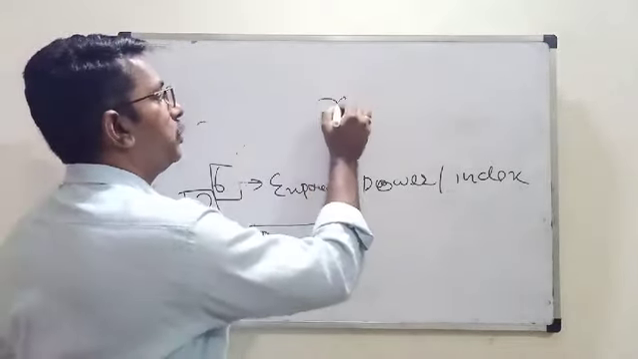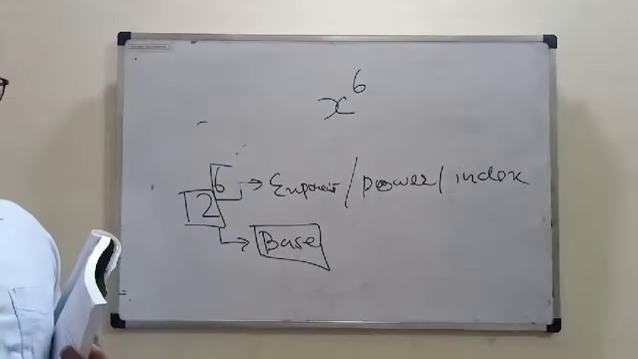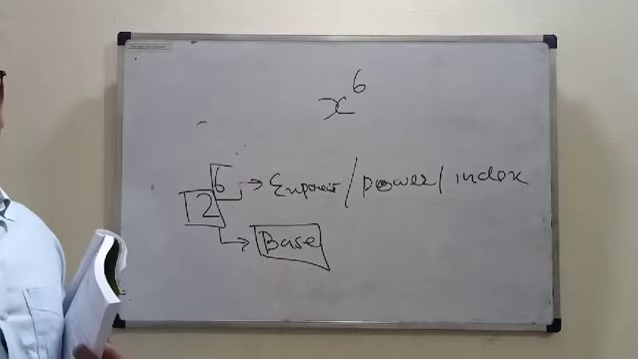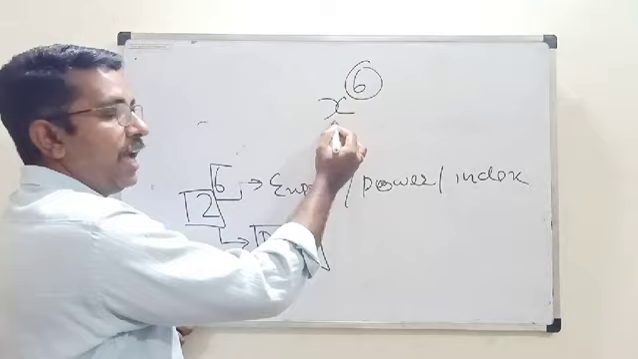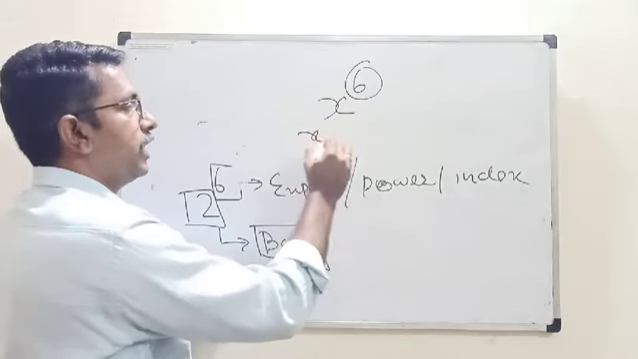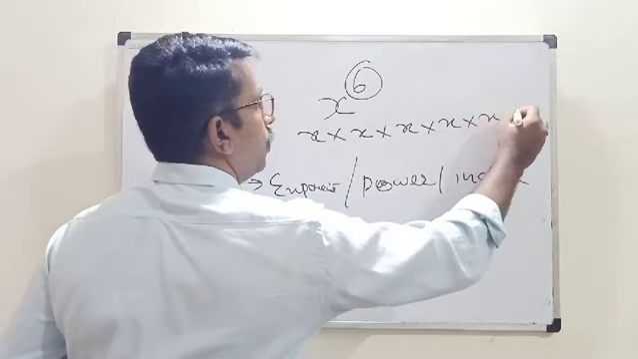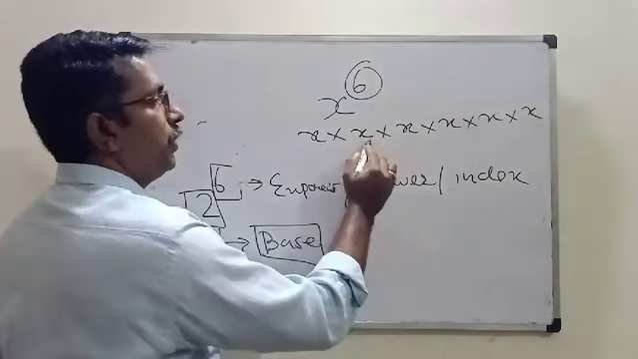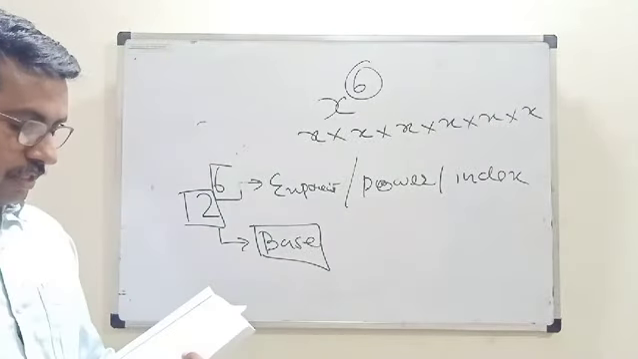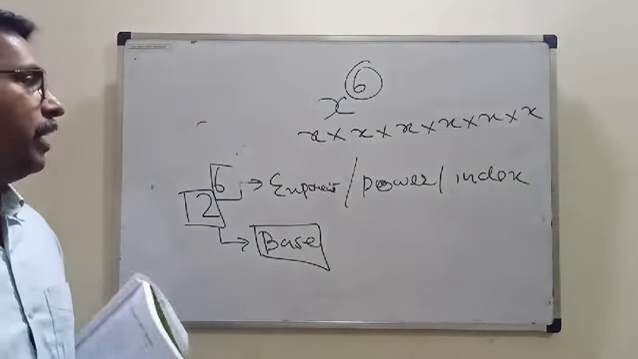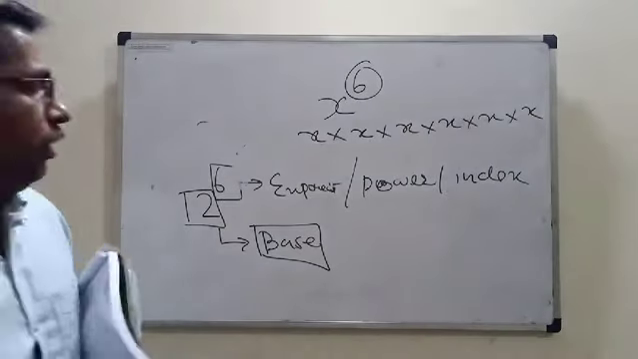So, x to the power 6. What is the base here? The base is x and the exponent is 6. The 6 shows us how many times the base is to be multiplied. So x into x into x into x into x into x, 1, 2, 3, 4, 5, 6. This is what we call exponents and exponential numbers. Now look at the base here.